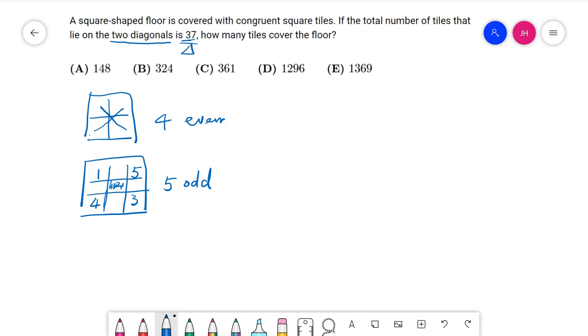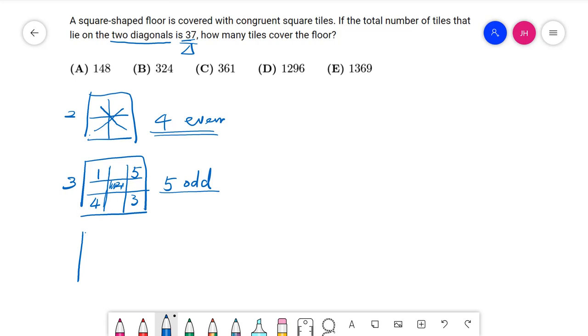Why is it good? Because we found the pattern. What is the pattern then? So this is 2 by 2. If the side length is an even number, then we have an even number of tiles that cover the two diagonals. If the side is an odd number, 3, and we can even try more. Let's finish the 3. So if we have a 3 by 3 square, then we have an odd number of tiles that are required to cover the two diagonals.